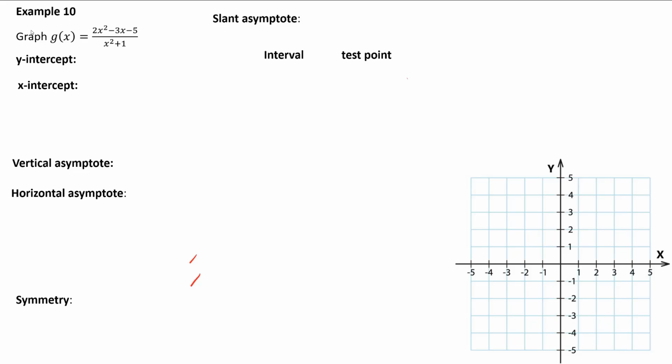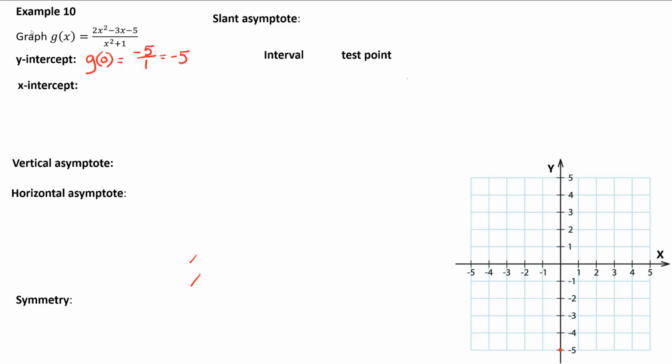Okay, so we want to graph this rational function, 2x squared minus 3x minus 5 over x squared plus 1. So we're just going to go through all the things and figure out what's going on with this function. We're going to start out by finding the y-intercept and the x-intercepts. To find the y-intercept, you just put in 0 for x and see what you get. So g of 0 is going to be negative 5. So we'll go ahead and graph that on our graph.